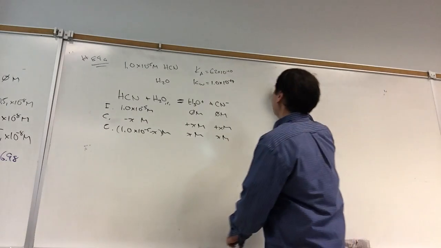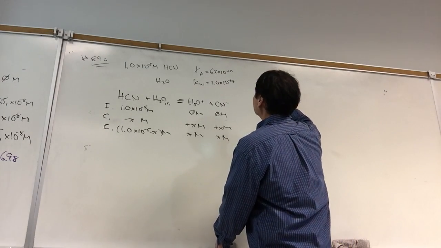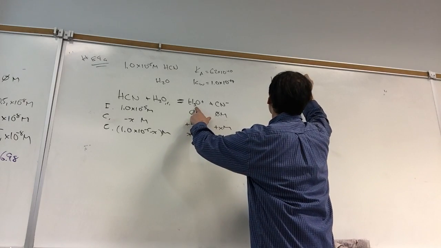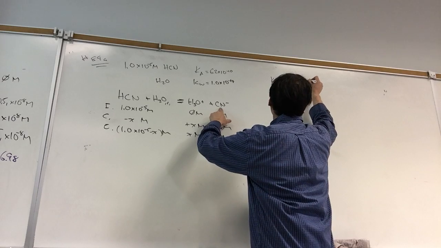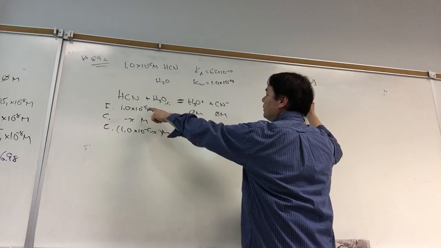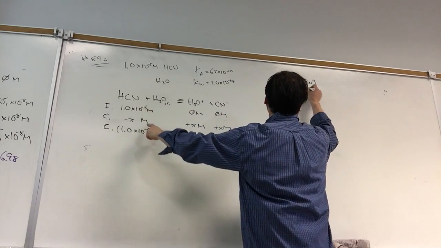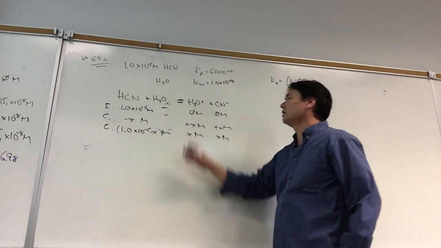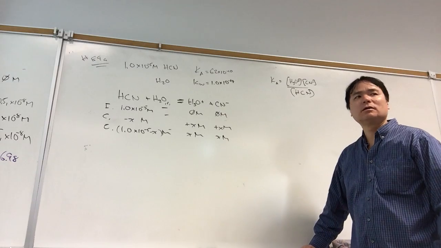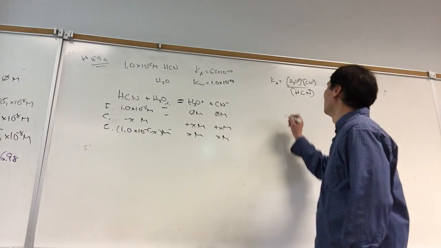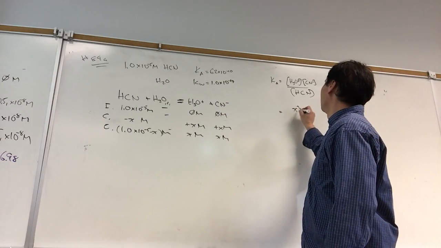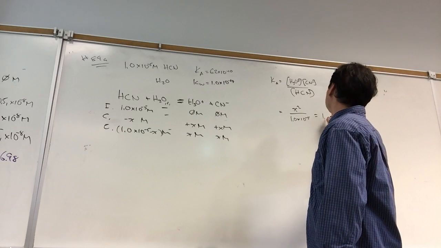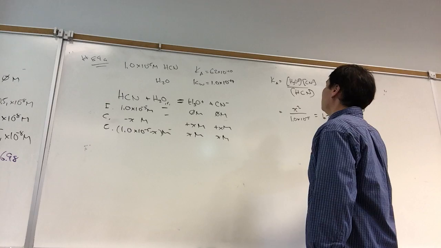We solve for x, so I get Ka equal to the hydronium ion concentration times the cyanide concentration divided by the HCN concentration. When I did my ice table, I automatically ignored water, right? We ignore water for liquids and for solids. And so this is going to come out to x squared divided by 1.0 times 10 to the minus 5. And this has got to equal 6.2 times 10 to the minus 10.